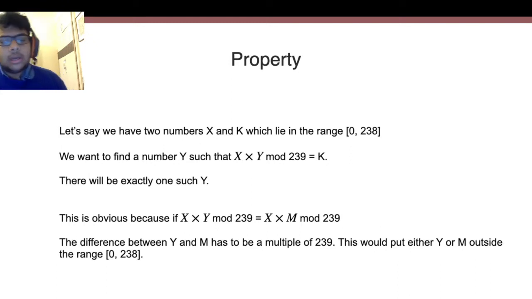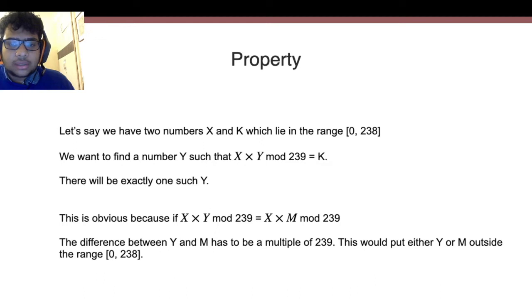This is a pretty basic property, but the reason for this is that there are 239 possible values for y, and there are 239 possible values for k. So if you can prove that x multiplied by y mod 239 is unique for each y between 0 and 238, then you're done, right? Because then by the pigeonhole principle, all of the k's will be covered.